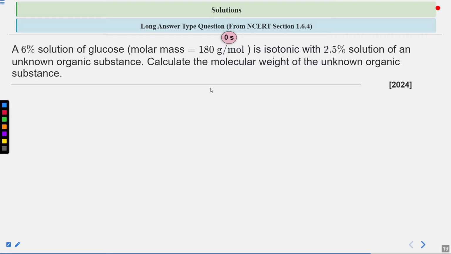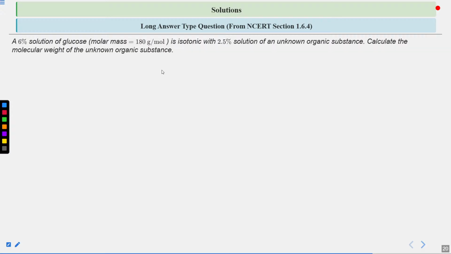Okay, let's see. So for this given question, for the isotonic solution, first of all, we are talking that the solutions are isotonic solutions, right? Isotonic solution is the one where the salt concentration is equal. So isotonic solutions have the same salt concentration.